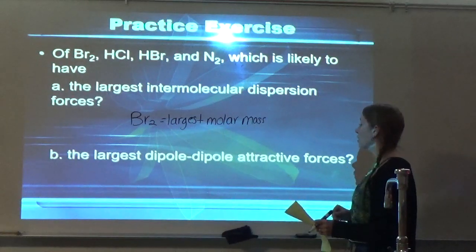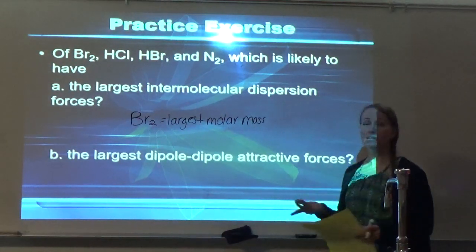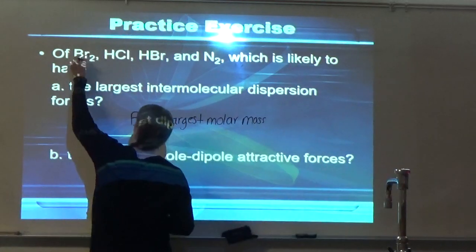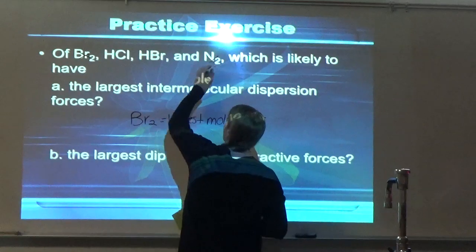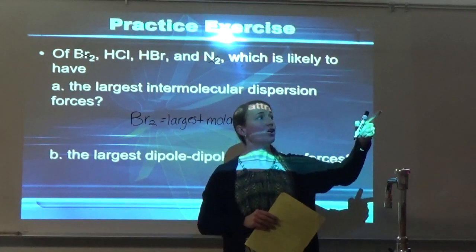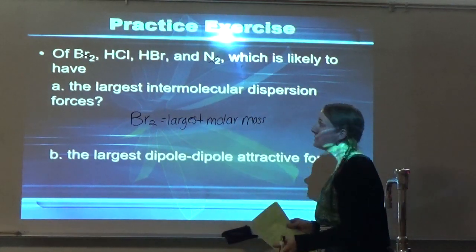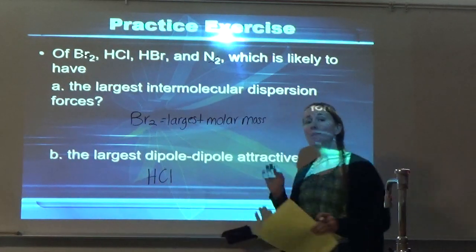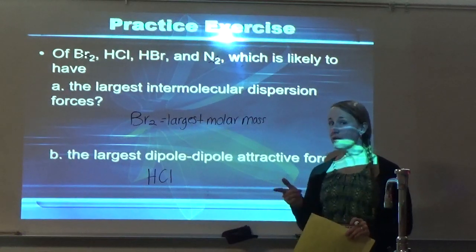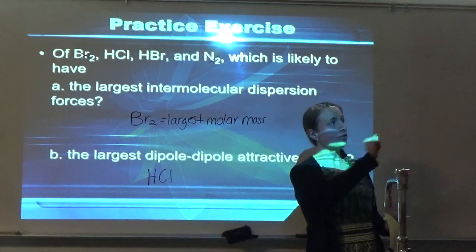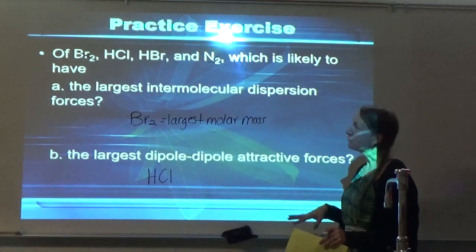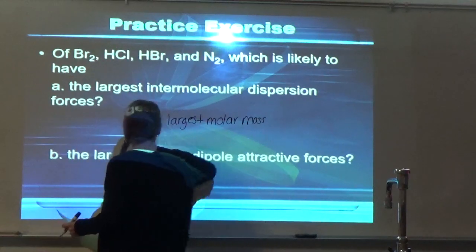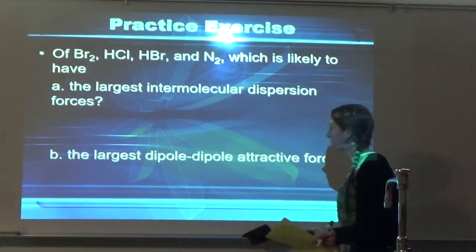Then it says which has the largest dipole-dipole attractive forces. So this is where I need to look for things that are far away on the periodic table. Obviously, this is going to be nonpolar. This is going to be nonpolar. So I have HCl and HBr to choose from. So who are the most different in our electronegativity? HCl. Because remember, the most electronegative element on the periodic table is F. So Cl is closer to F than Br. So that means it's going to have a greater difference from H than Br is going to. All right, so hopefully you got both of those right.